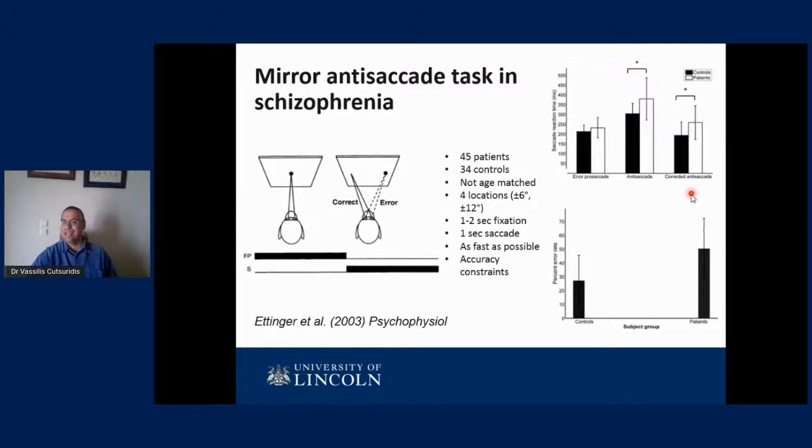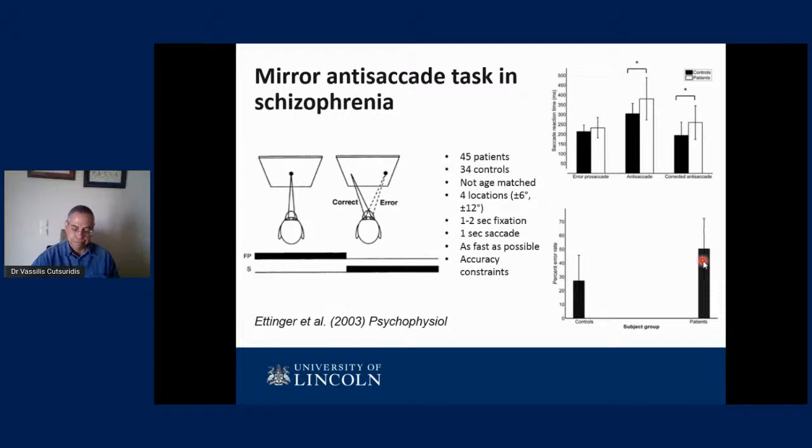Now, the key feature that sets apart healthy controls from schizophrenia patients is not so much the mean latency, but actually the error rate. And we can see here that healthy controls do make mistakes, do generate error prosaccades. The error rate is roughly around 25%. But in schizophrenia patients, this almost doubles. And if we follow the top of the variability, we can see that they can make mistakes up to 80% of the trials.